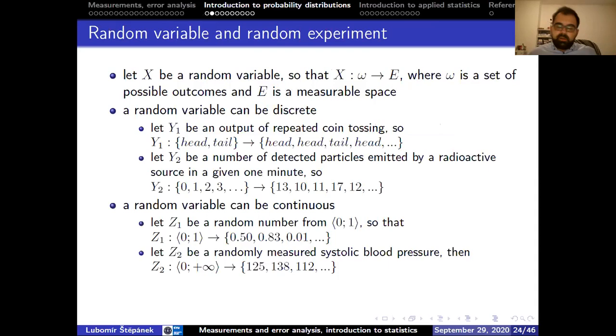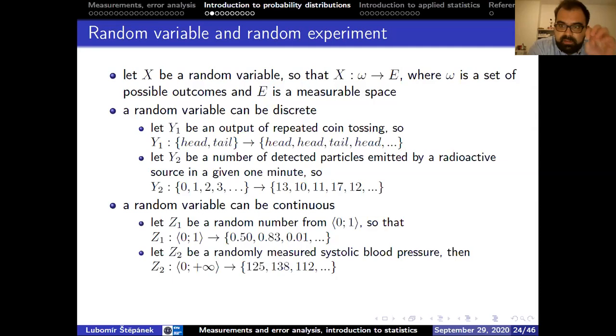So to make an introduction to random variables and experiments, I'm going to skim over the surface. I'm not going to go into details, because this is maybe not for you. For students of medicine, this would be more into mathematics, and it's not necessary for you. So I'm going to pick the important pieces of knowledge.